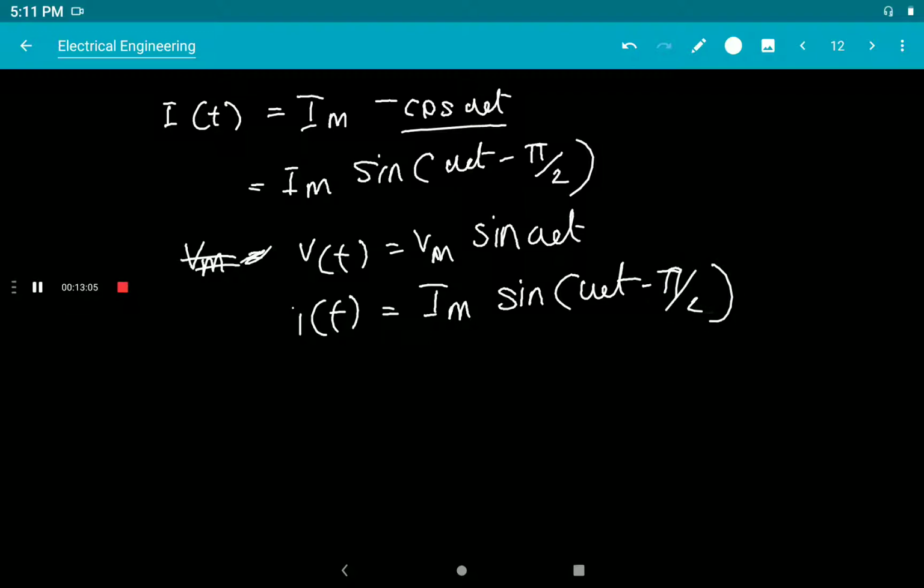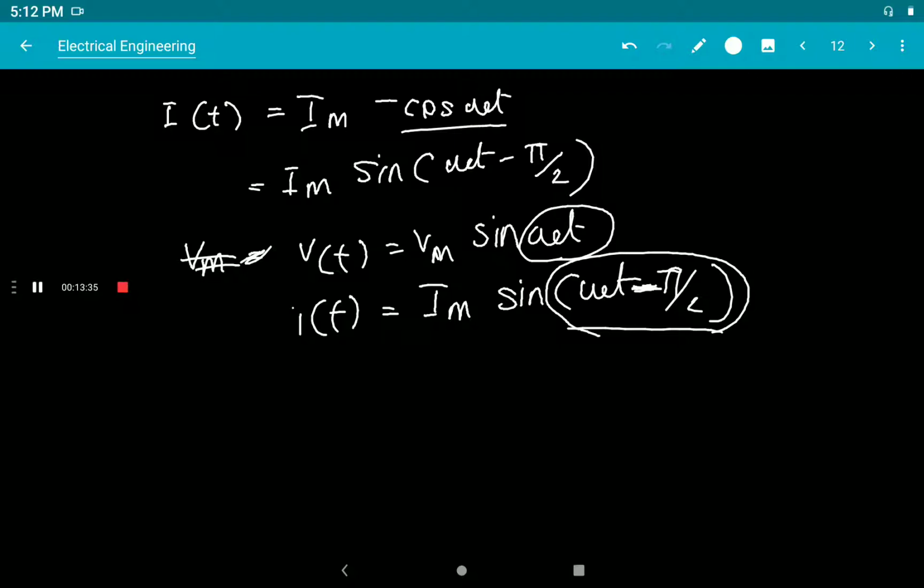So you can find this angular difference here. One reference is taken as omega t, then minus pi by 2 means it is lagging current. So in a pure inductive circuit, current is lagging by an angle pi by 2. Okay, so in a pure inductive circuit the current lags behind the applied voltage by 90 degrees. So the phase difference between these two is pi by 2. Voltage is the leading quantity.